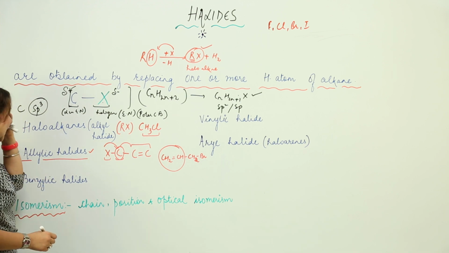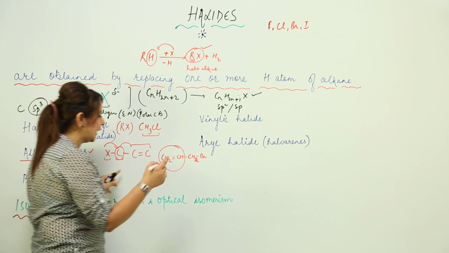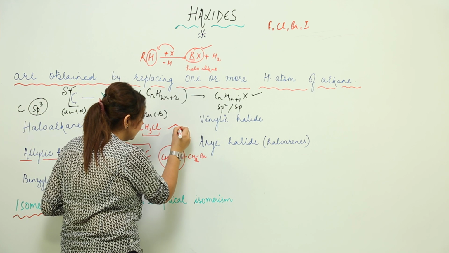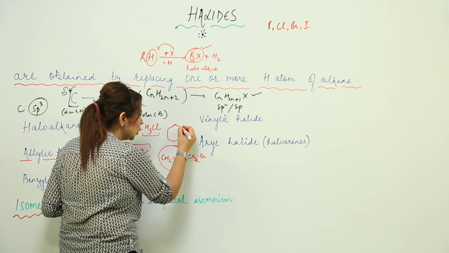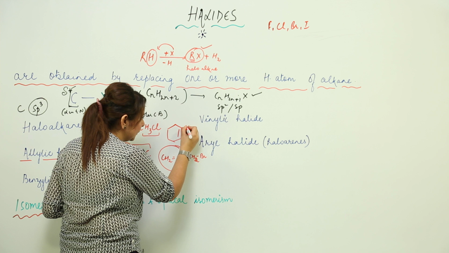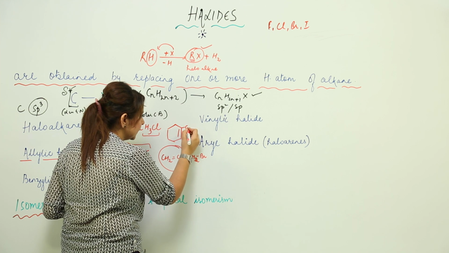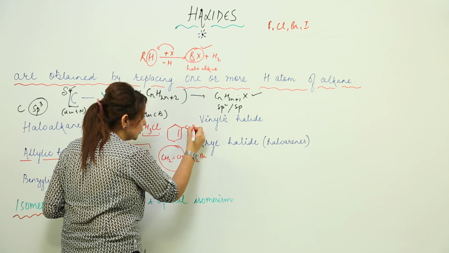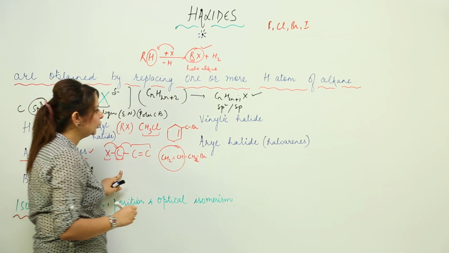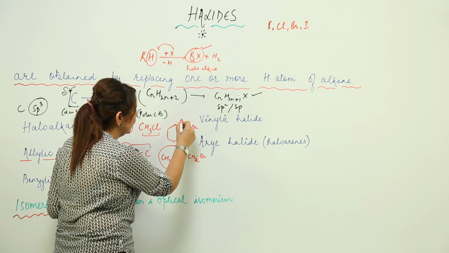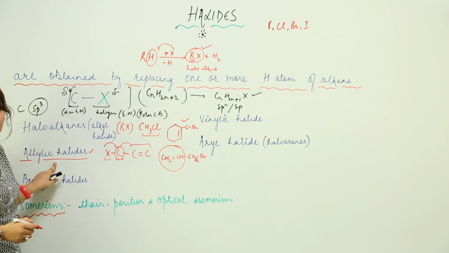Also, one thing: this allylic halide you can also observe in a cyclic compound. For example, I have a ring in which I have this double bond. The halogen is attached to a carbon next to this double bond, suppose this is my carbon. So you can say that this kind of compound is again an allylic halide.